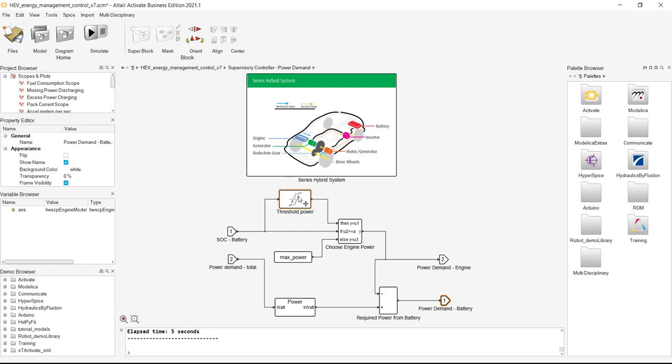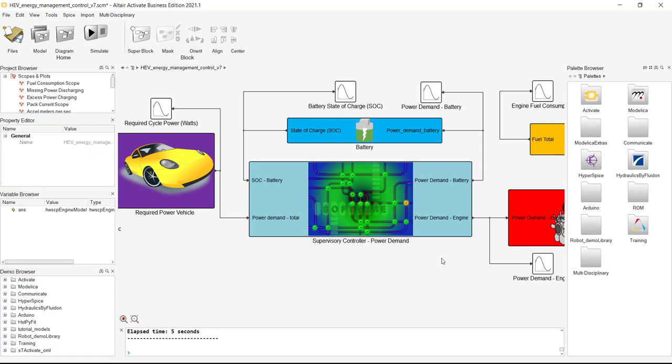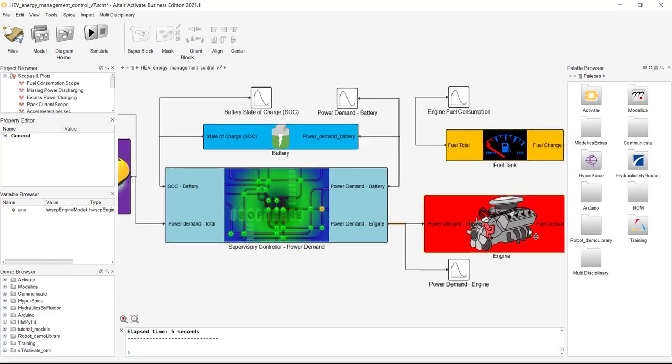And this also decides, if the state of charge of this battery is below a certain threshold, to demand extra power from the battery in order to recharge it, to regenerate power, stored power in the battery cells. So coming out of this block, we've got power demand from the engine, which goes into this internal combustion engine block, and power demand from the battery. The power demand from the battery goes into our battery super block.